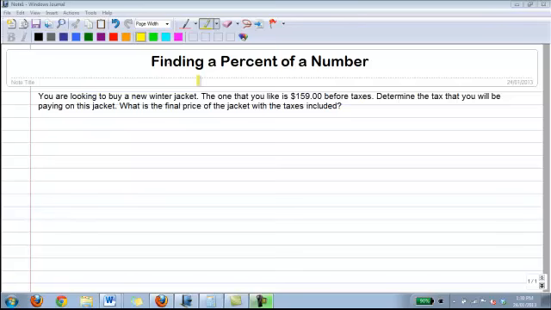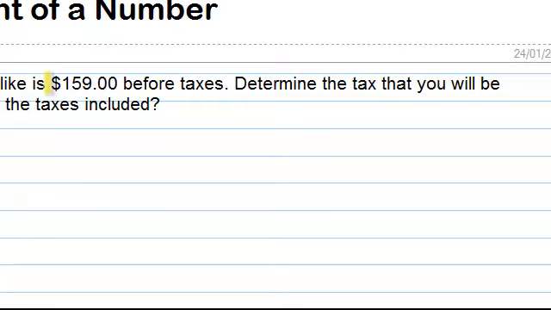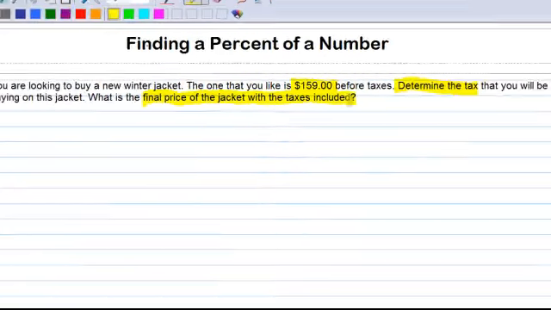So we're just going to start by highlighting the important parts of the question. So we're going to need the price of the jacket that you are looking at and what we need to find. So we need to determine the tax and what the final price of the jacket with taxes included is.